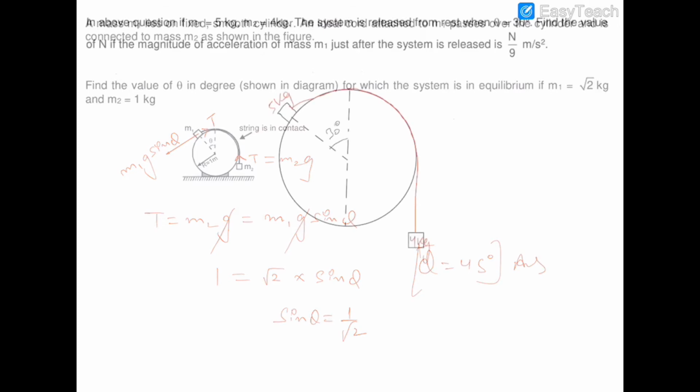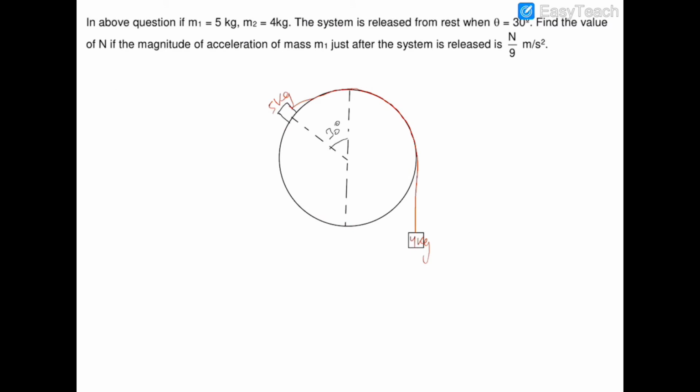Now in the same question, if the values of m1 and m2 are different, m1 is 5 kg and m2 is 4 kg, and the system is released when theta is 30 degrees, we have to find the magnitude of acceleration of m1. This is the m1 mass and this is m2 mass. Let us suppose that m2 is moving downward with some acceleration a, and with the same tangential acceleration a, m1 will be moving in the tangential direction. This tension is T and this tension is also T because the string is ideal.